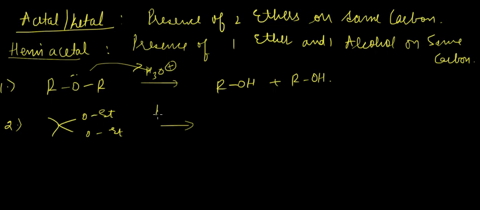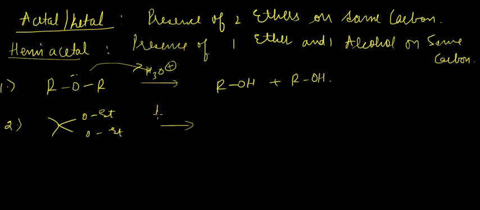What will happen if we have OEt on one side and OH on one side? This is a hemiacetal. We have just discussed in the previous example the formation of a hemiacetal from an acetal. So again it will result in the same product as in the previous example. Again this is placed in an acidic medium. What happens if we have something like this in acidic medium?